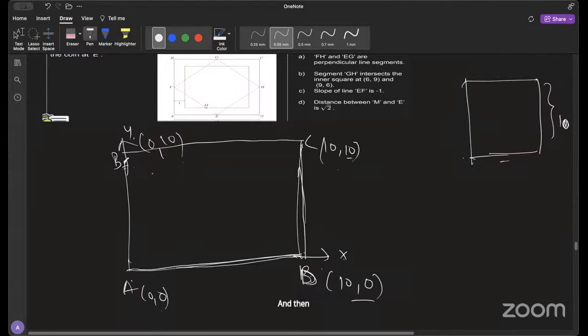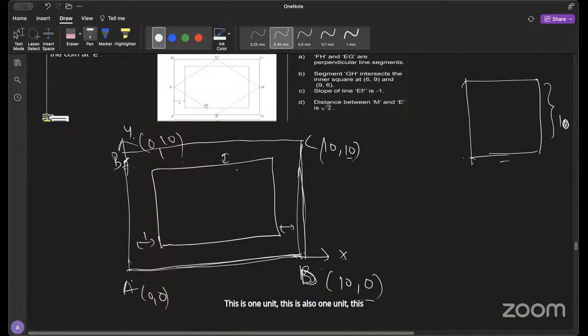And then you have this. And here it's given that this is 1 unit. This is 1 unit. This is also 1 unit. This is also 1 unit. And this is also 1 unit.